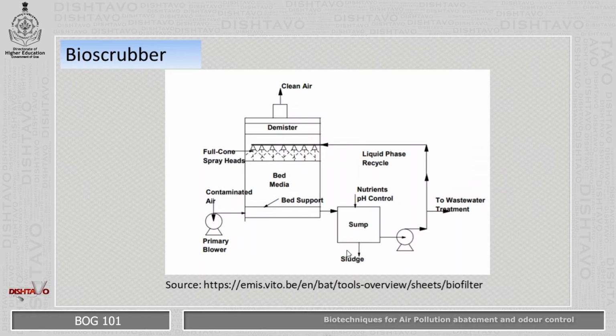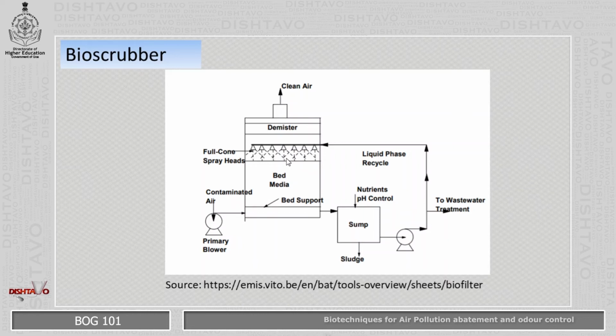The sump acts as a reservoir for the liquid phase and permits additional reaction time for the microbes to consume the pollution. Here the sump shows the presence of sludge, and the nutrient and pH of the sludge present inside this chamber are controlled. The water which is being treated goes out from the secondary blower, and again goes to the spray head, and the cycle is continued.